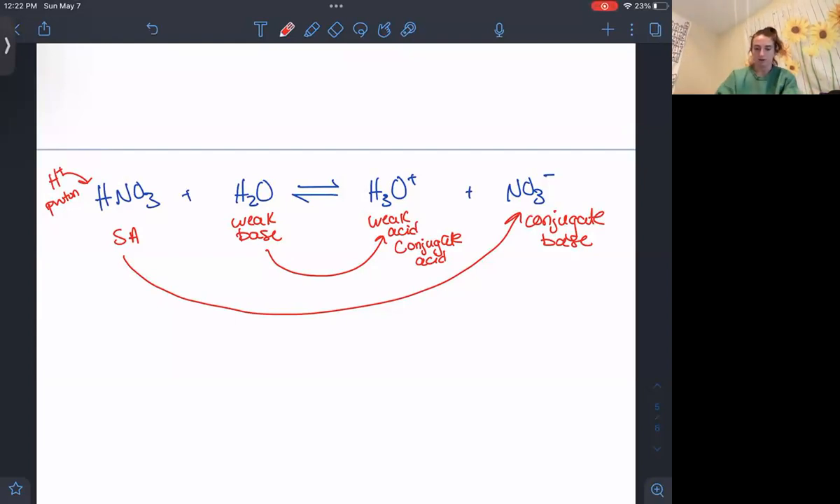Okay, we can do another example showing that. So we have NaOH and H2O. This results in, I'm sorry, let me do this. We have NH3 and H2O. Again.